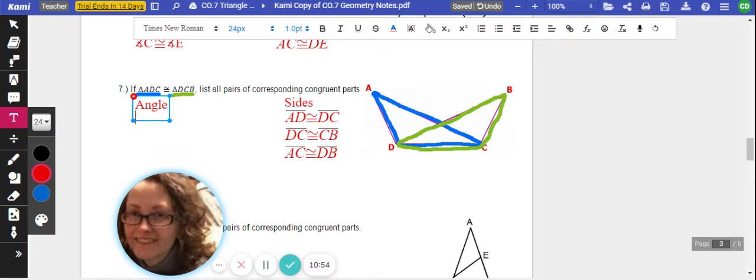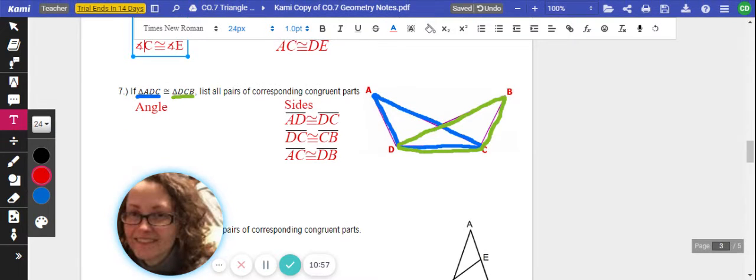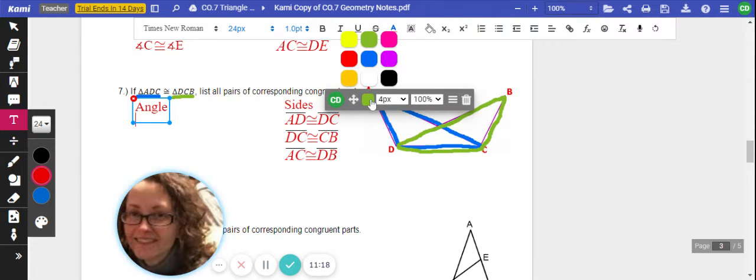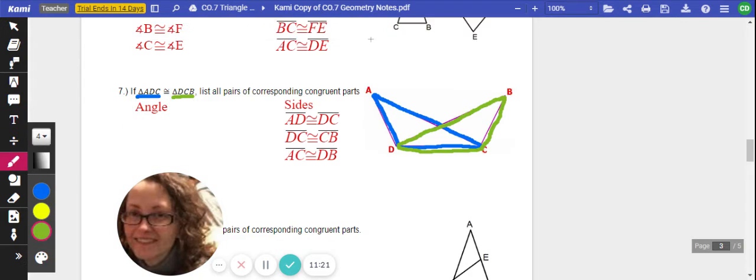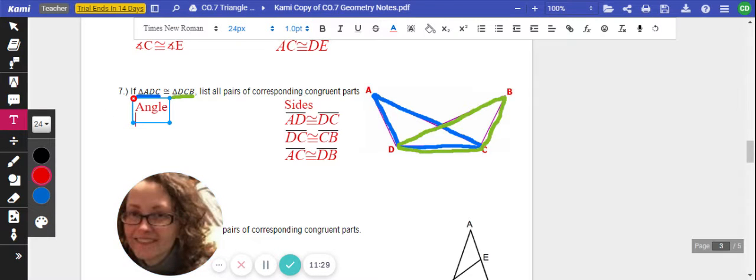So what we need to do now is we need to list off our angles that are going to be congruent. So I'm going to start with my notation looking at angle A and angle D. So angle A from the blue triangle and D from the green triangle. So angle A up here, I could call DAC. So let's go ahead and do that. Angle DAC.